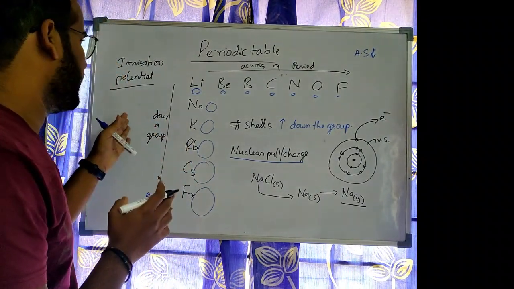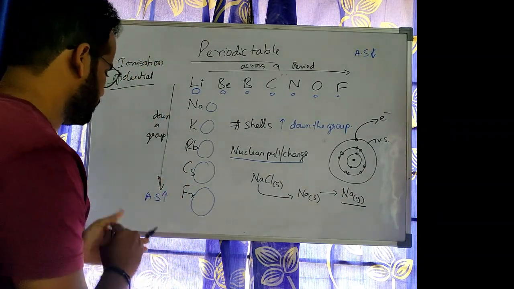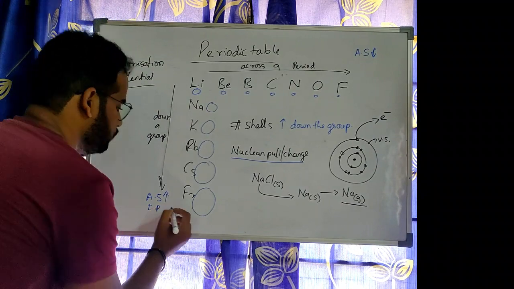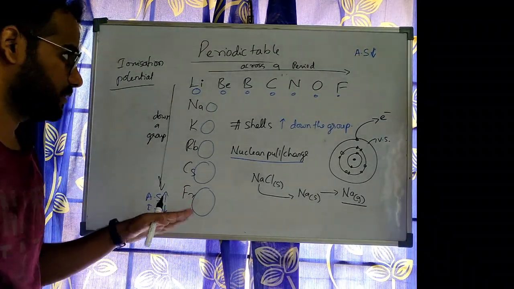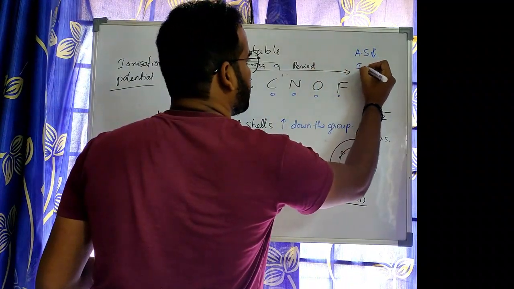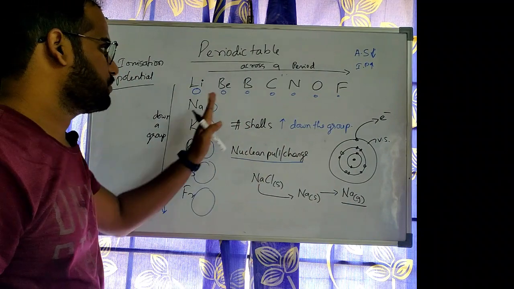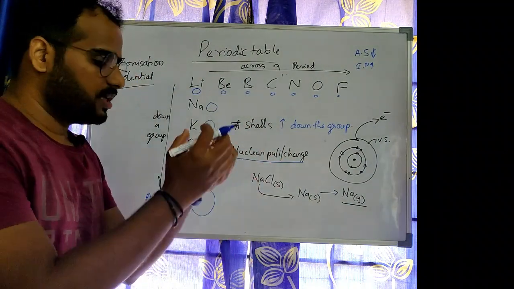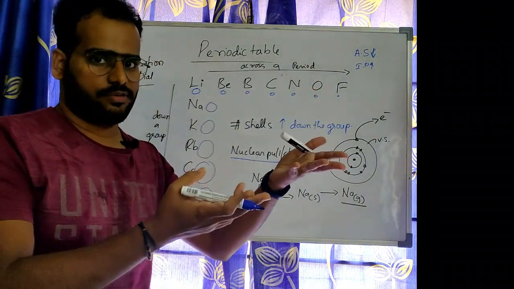Now what is the trend of that? The ionization potential down the group decreases. Across the period it increases. What is the reason? Again, across the period nuclear pull increases, it will hold the electrons more tightly, and it will be difficult for the element to lose an electron.